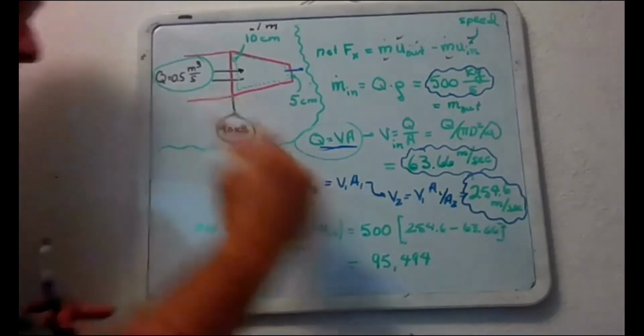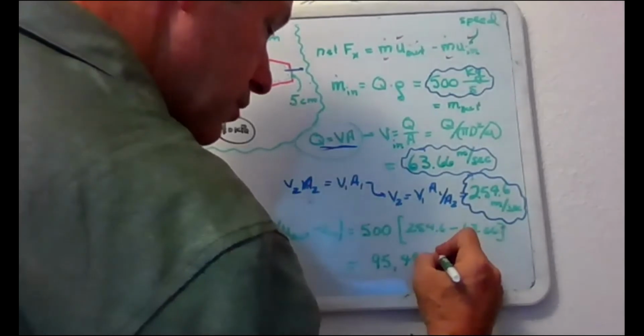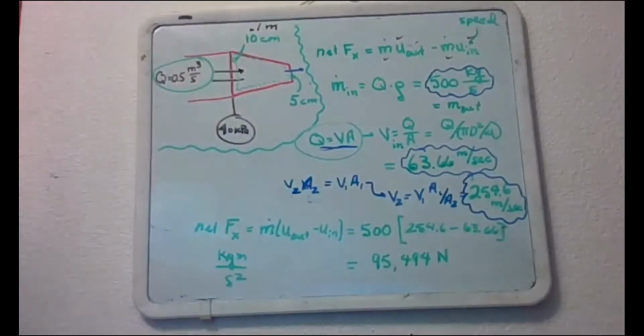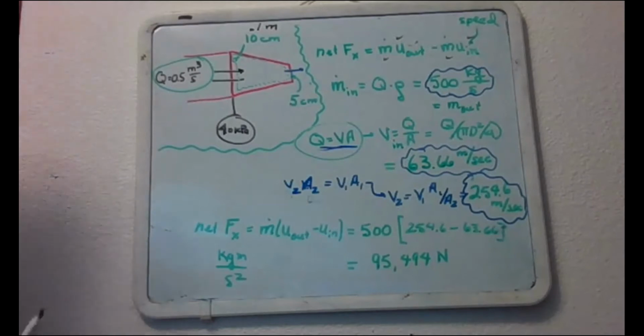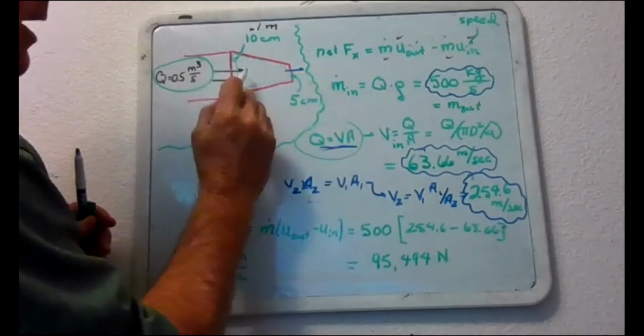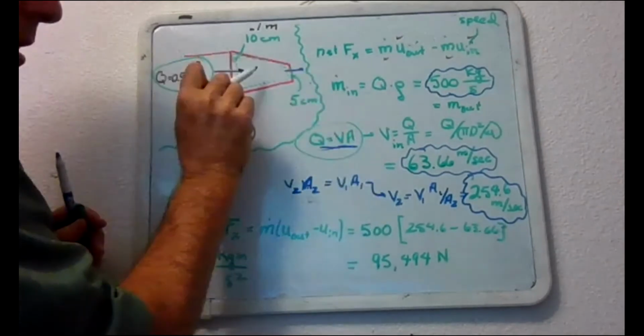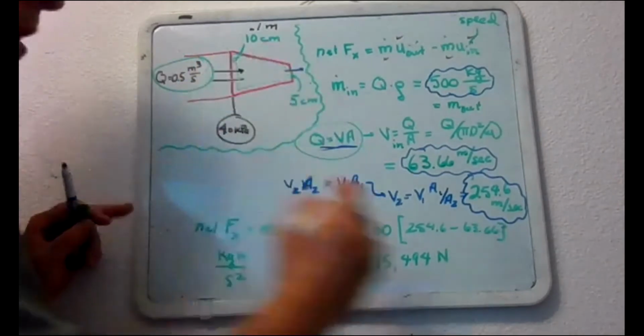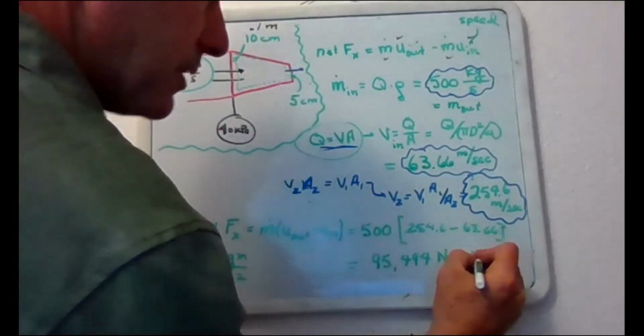And we're using this equation to figure out force. So it'd be 95,494 Newtons. Okay, and then what direction? Well, we have more out than in. Out is to the right, in is to the right, more out than in. The net is going to be to the right, in the positive direction.